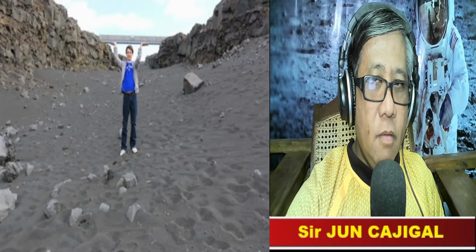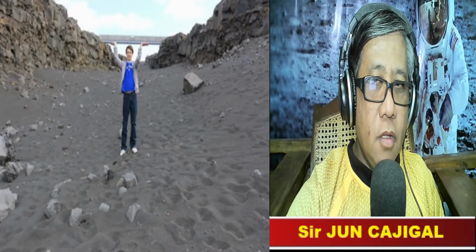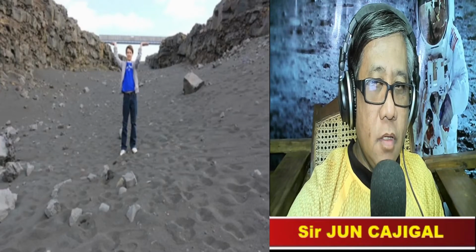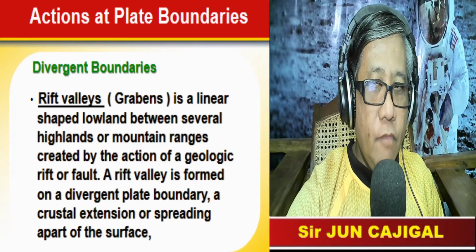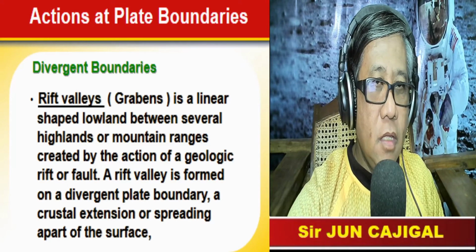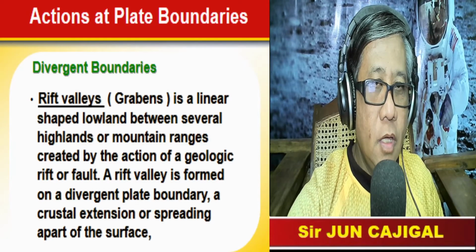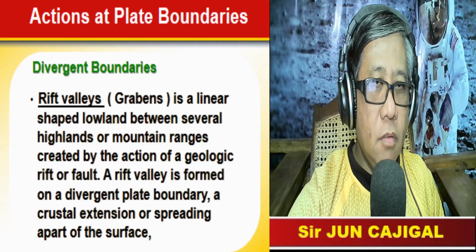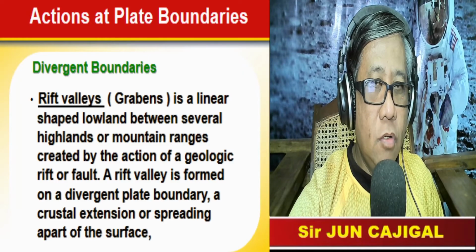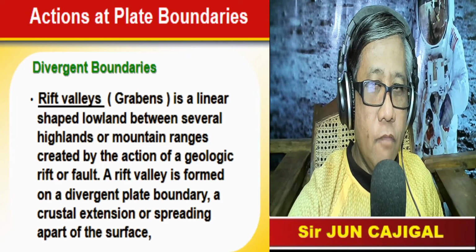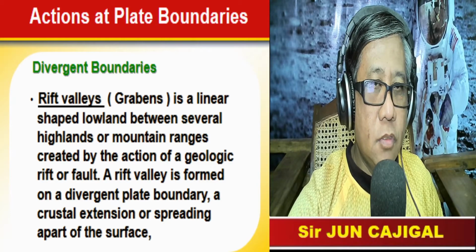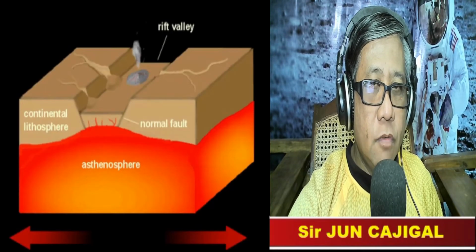Now, another example of a continental divergent plate boundary are rift valleys or grabens. A rift valley or a graben is a linear shaped lowland between several highlands or mountain ranges created by the action of a geologic rift or fault. A rift valley is formed on a divergent plate boundary, a crustal extension, or spreading apart of the surface.